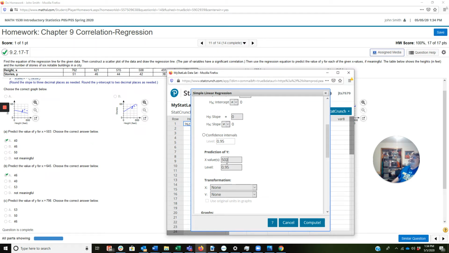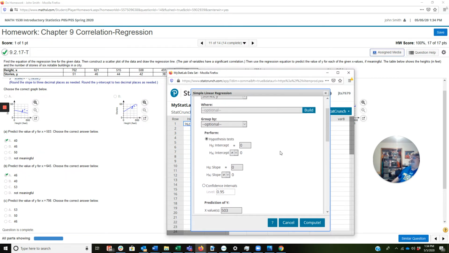Now, they don't give us an alpha in this, and you can use the default. The default is 0.95. Anytime a significance level is not given, use 0.95, or confidence level, 0.95. Now, notice my hypothesis tests, I don't have to touch them.